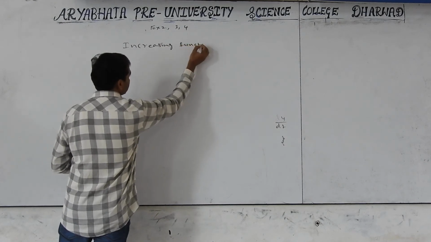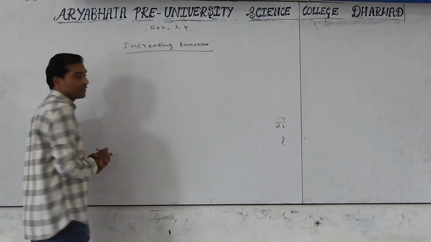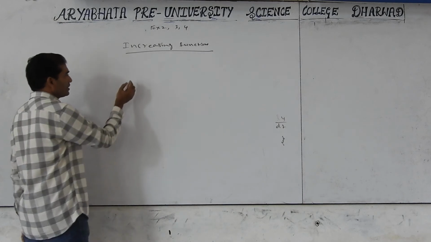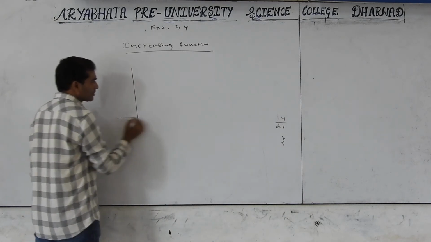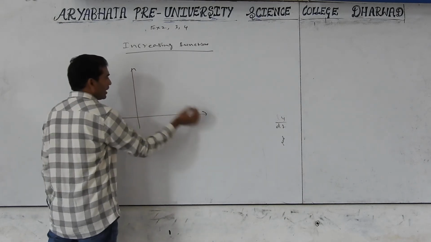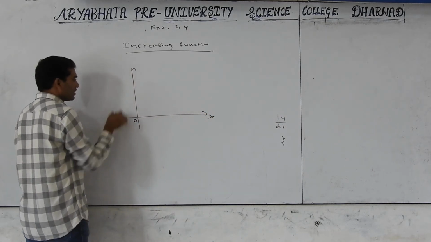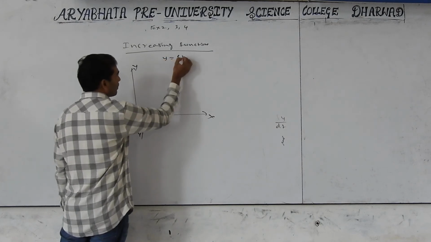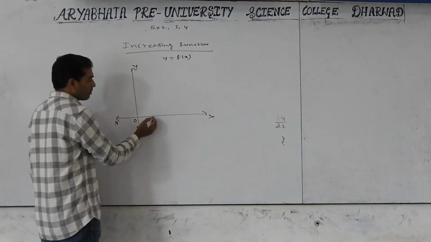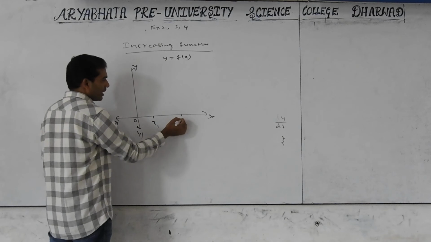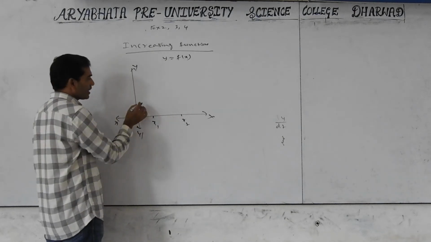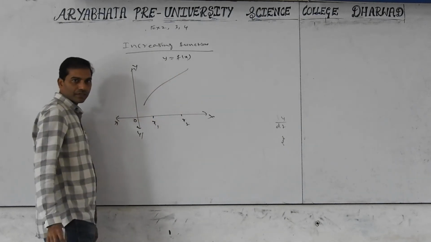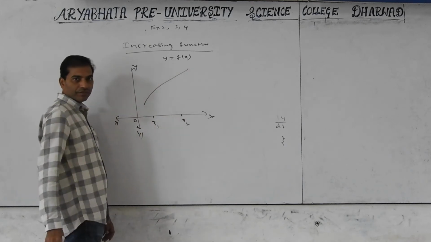Increasing function. Increasing function means, for example, here X'OX, Y'OY. There is a function y equals f of x. Here two points, x1 and x2. The graph is like this. This is the y equals f of x graph.